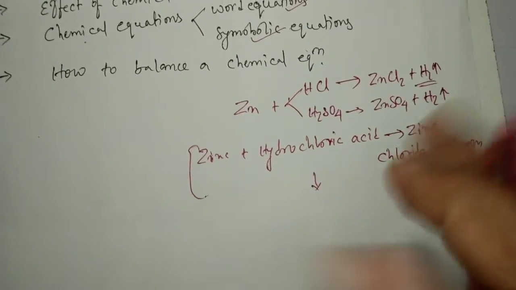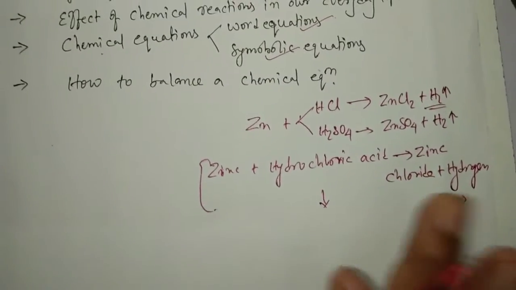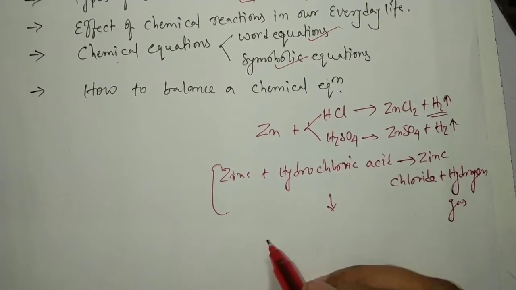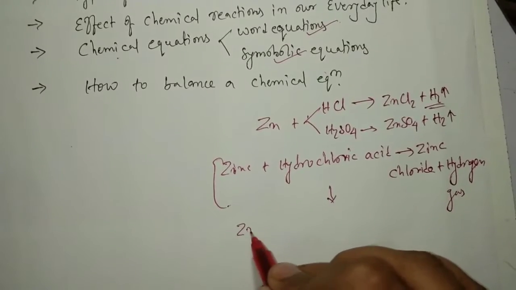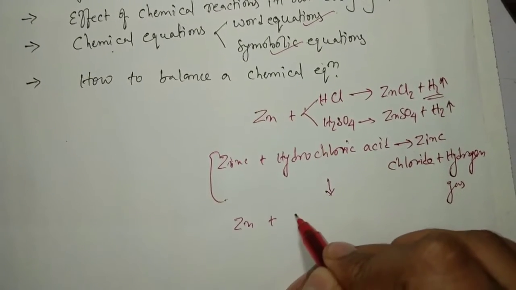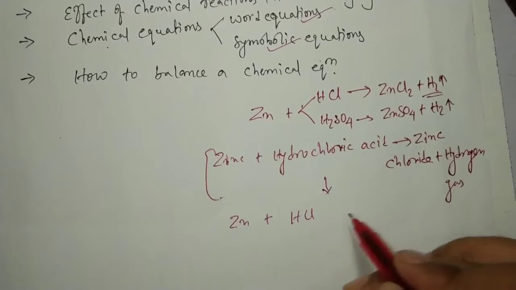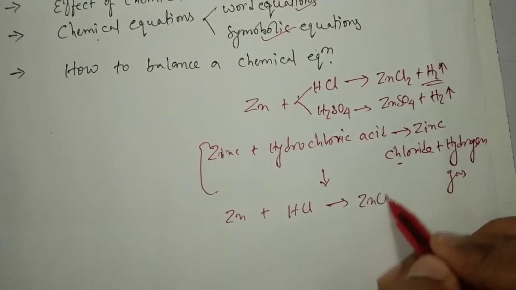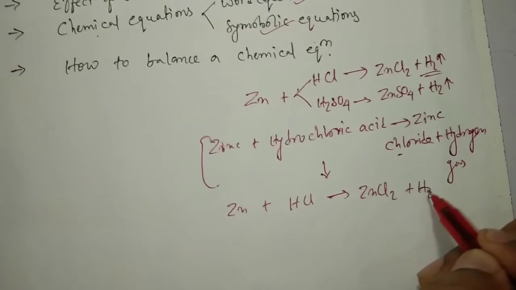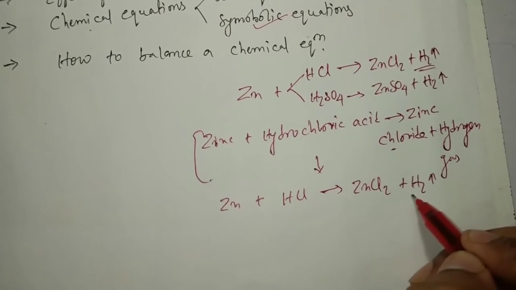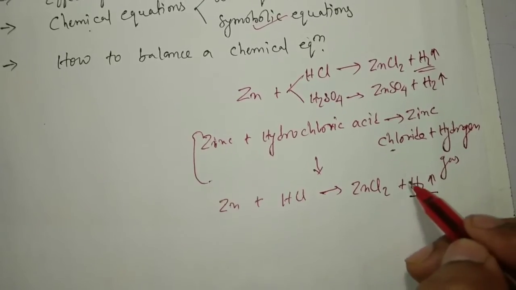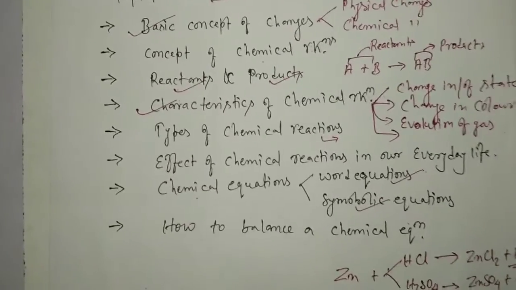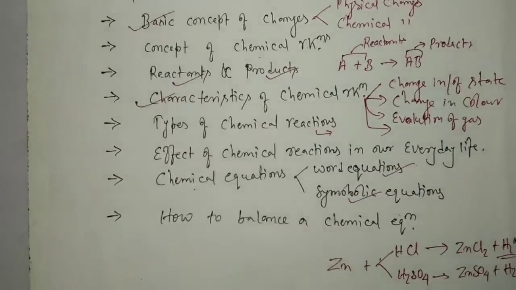If we represent each and every component of this reaction in a symbolic way, this is known as the symbolic representation of a chemical equation. Zn for zinc, HCl for hydrochloric acid, ZnCl2 for zinc chloride, and liberated hydrogen gas. This upward arrow indicates the liberation, or evolution, of hydrogen gas. Now we will try to understand what changes are.